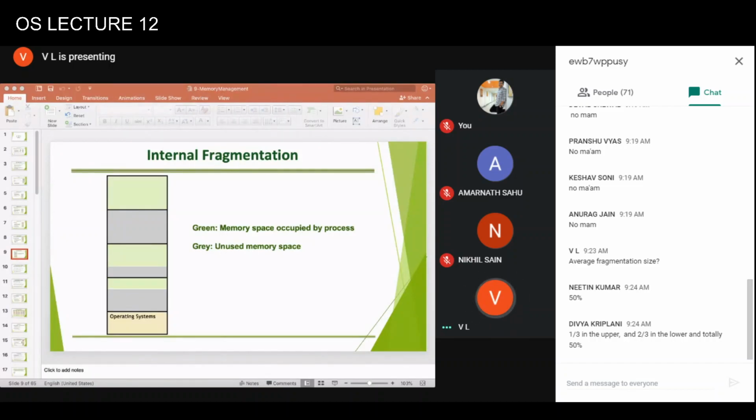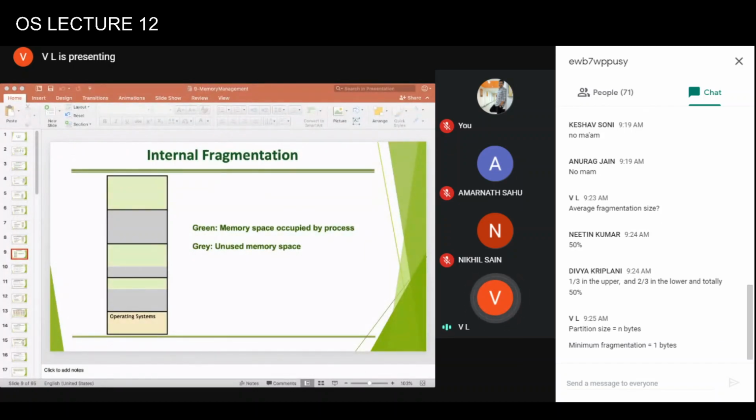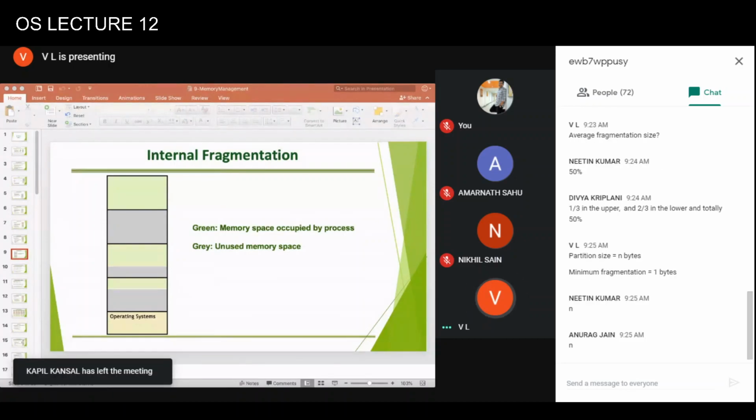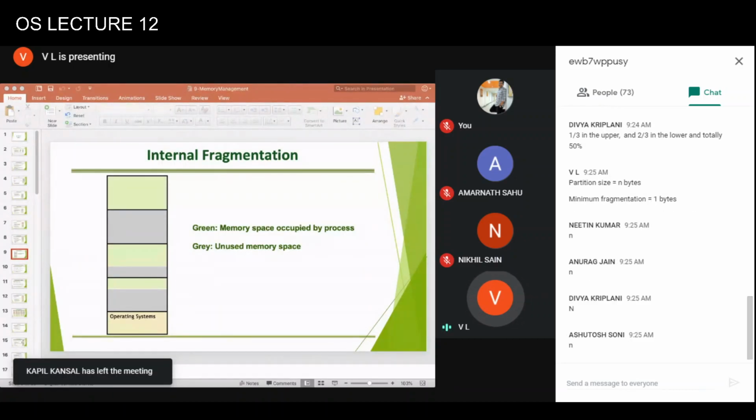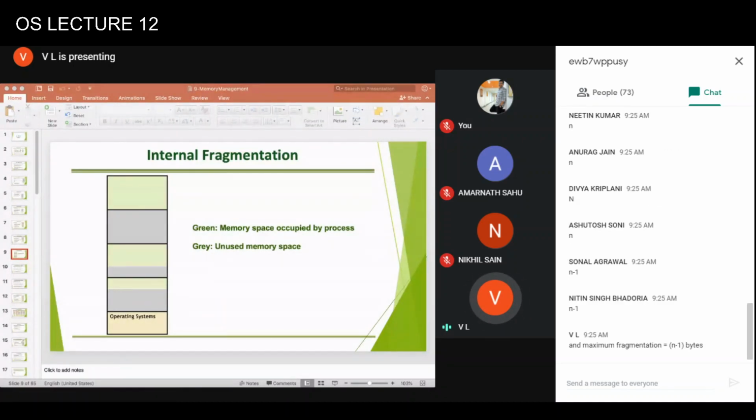In general, the minimum fragmentation size would be 1 byte. If your partition size is, let's say, n bytes, then the minimum fragmentation could be equal to 1 byte. And the maximum fragmentation could be, yes, anyone? Within how many bytes would it be? The maximum fragmentation will be n minus 1. If it is n, then naturally it means the partition is not at all allocated. So it will be n minus 1 bytes.